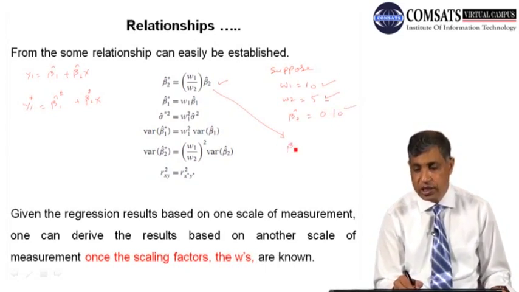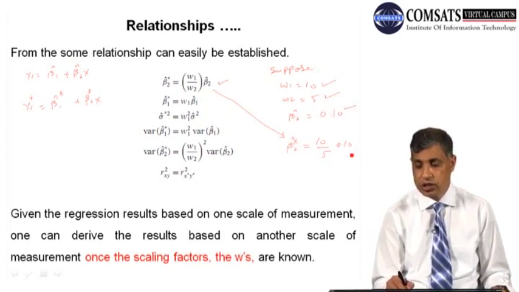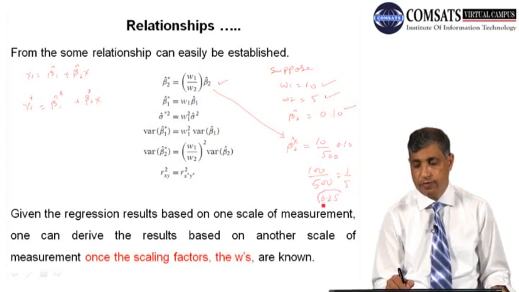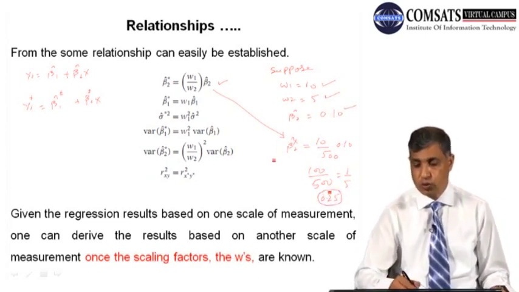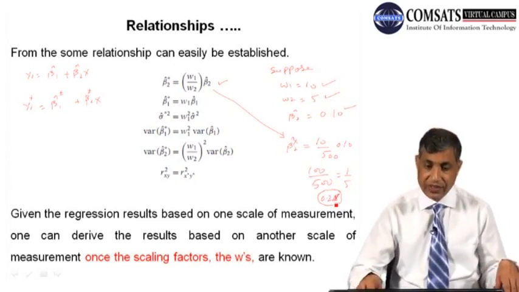Now you can simply say that beta 2 hat star should be w1 over w2, 10 over 5, multiplied by 0.10. If we solve this, it becomes 100 by 500, which is 1 over 5, and it is simply 0.25. Sorry, 0.2 rather than 0.25, it is 0.2.